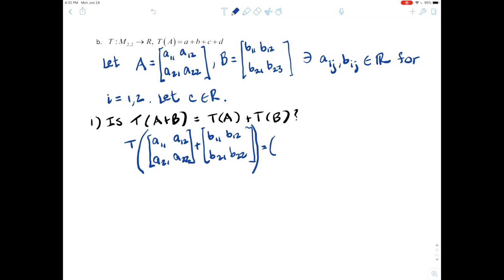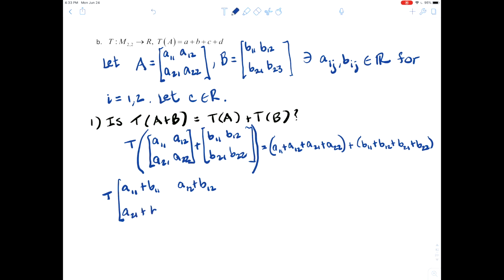Applying the transformation separately, when we apply this transformation to matrix A, we'll get A11 plus A12 plus A21 plus A22. And then applying it to the matrix B, we'll get B11 plus B12 plus B21 plus B22. Cool? All right. Now for this transformation, we'd be applying it to one single matrix. So this would be A11 plus B11, A12 plus B12, A21 plus B21, and A22 plus B22. So I just summed those 2 matrices together.